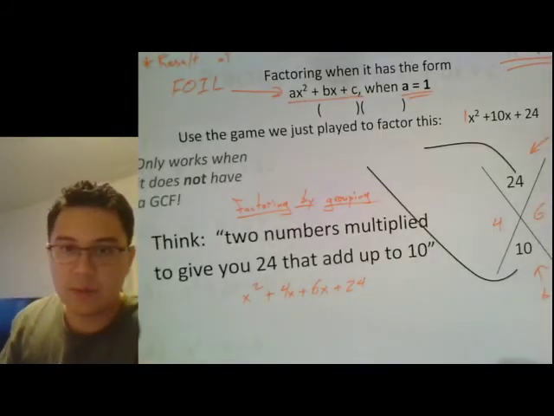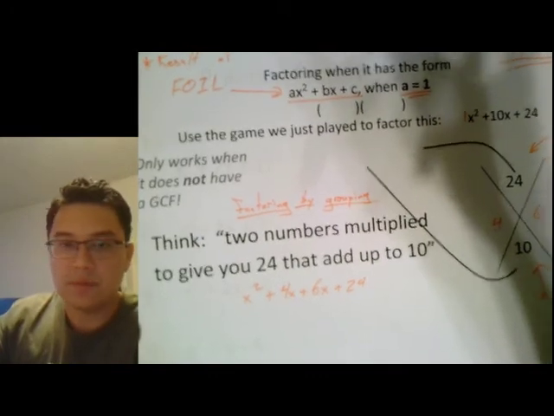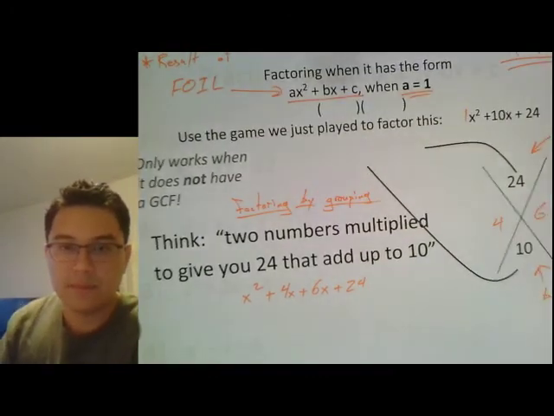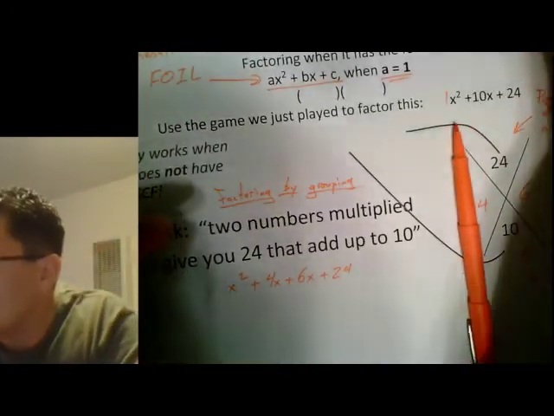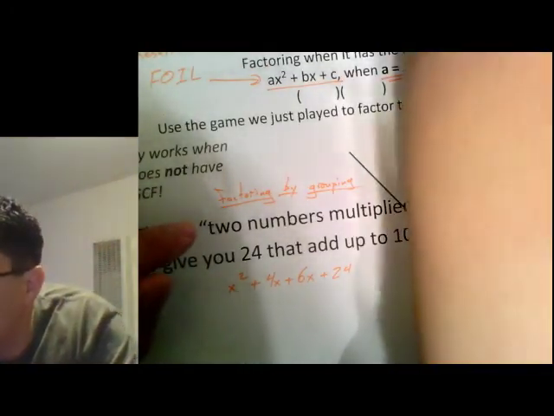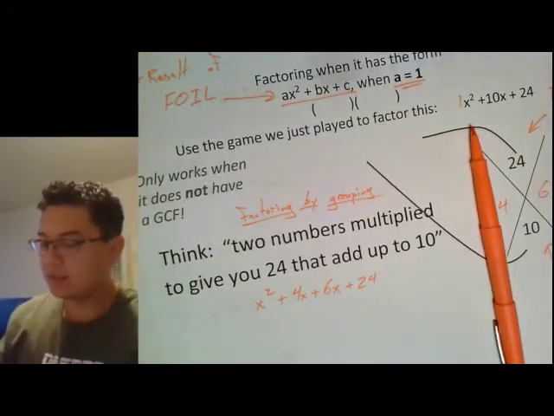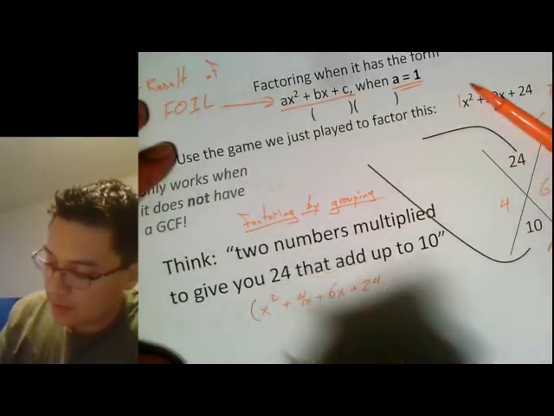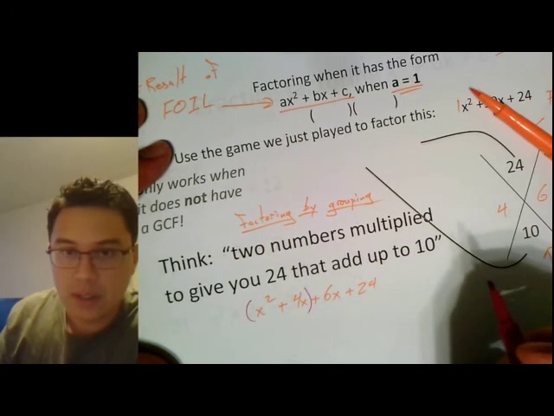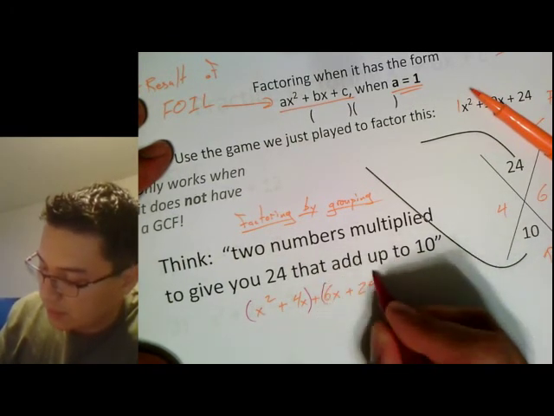Okay, factoring by grouping. The way that this works is we are going to draw in parentheses around our first two terms and around our second two terms.